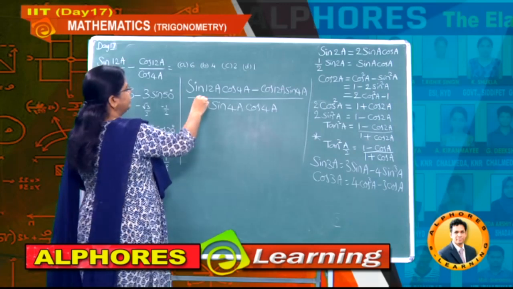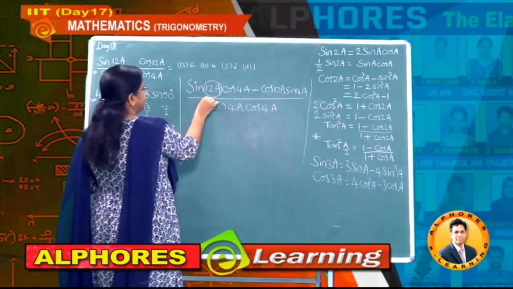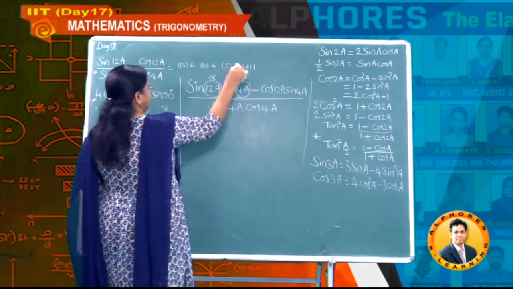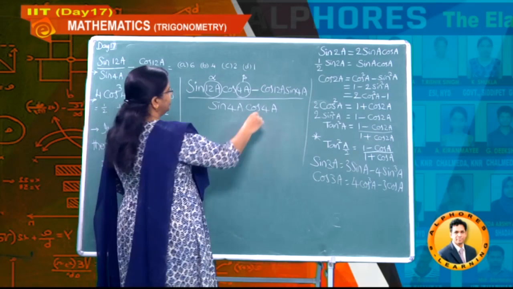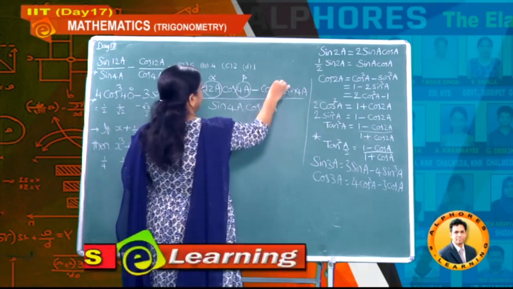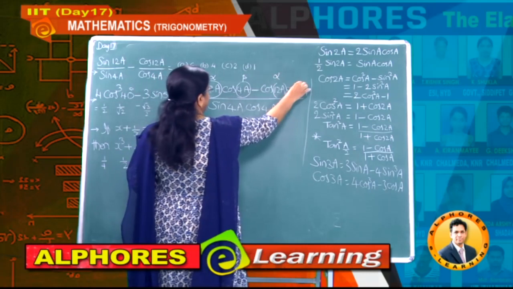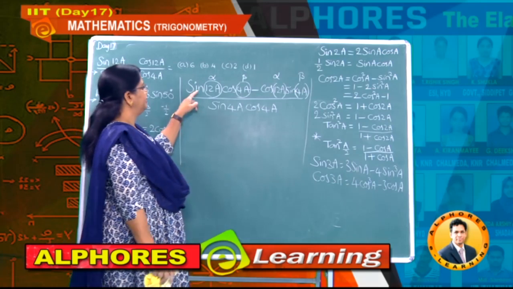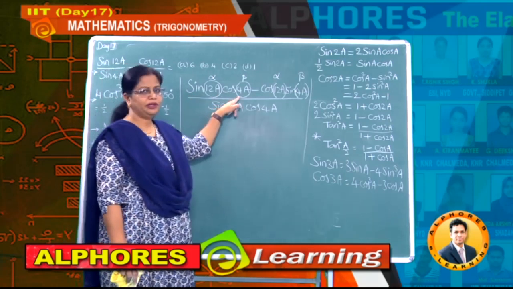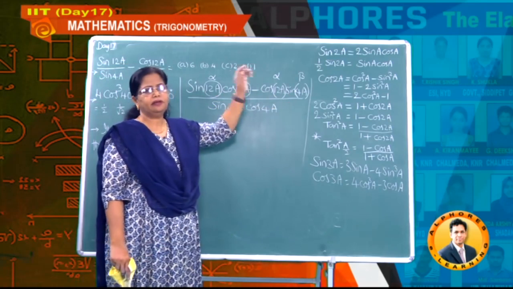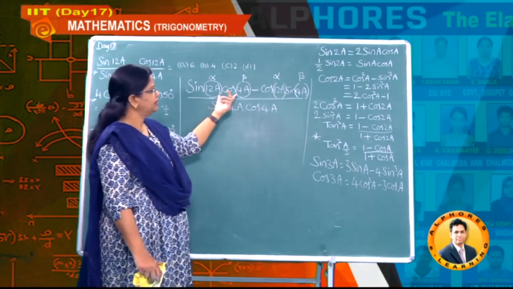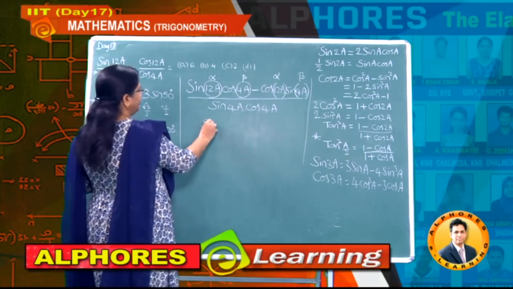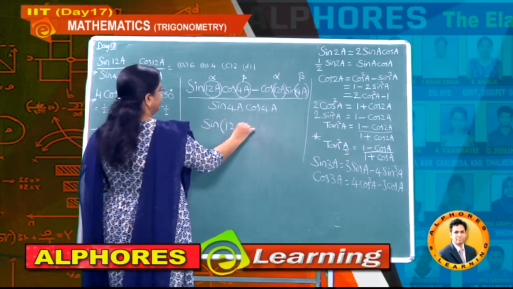Now what is the observation from the numerator? This is 12a and here it is 4a. If this is your alpha and this is your beta, students observe, what is this 12a? It is your alpha, and 4a is nothing but beta. So what are you observing here? Sin alpha cos beta minus cos alpha sin beta. From compound angles this is nothing but sin of alpha minus beta. So let us write the numerator as sin of 12a minus 4a.